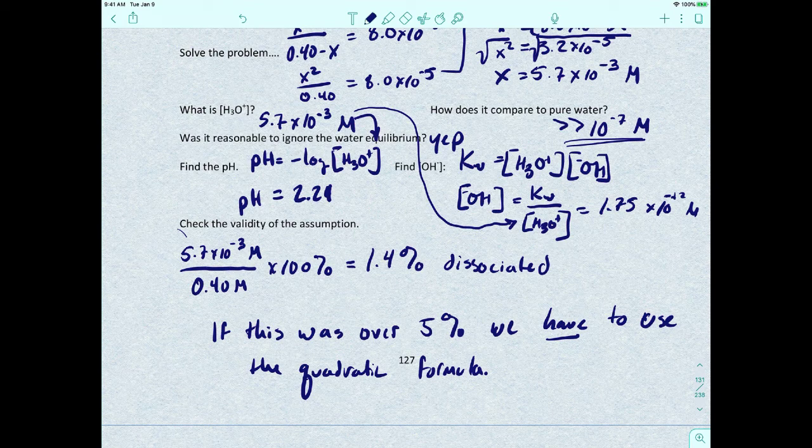Now you might be saying, well, why did you show the quadratic formula back in chapter 15 when we were doing the KCs and all that? Why do we have to use it there? Well, this assumption only works when we're dealing with acids and bases. So when we're dealing with KCs on their own, we have to use the quadratic formula no matter what.